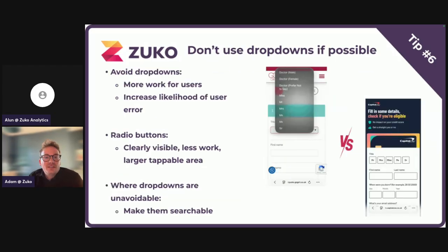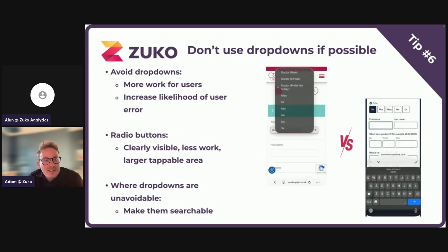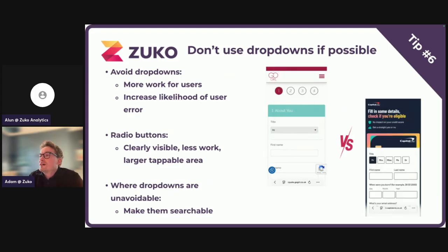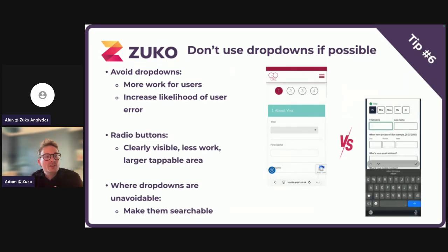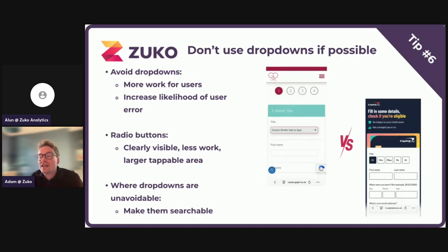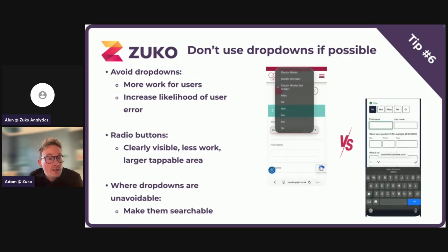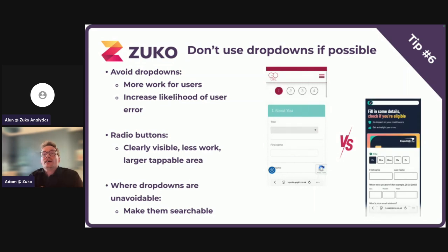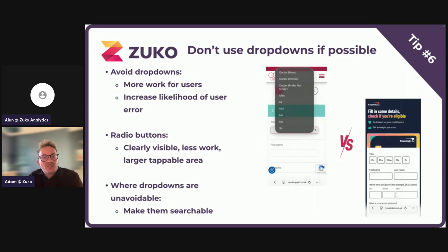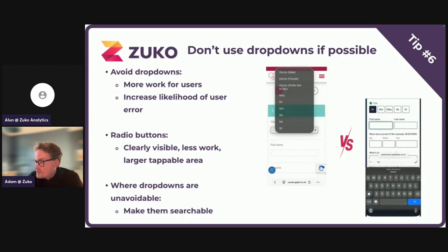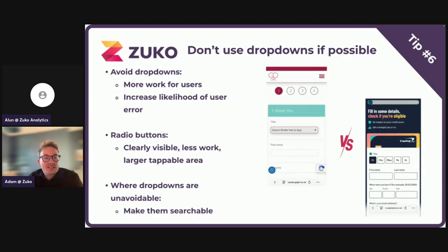Number 6, don't use drop downs if possible. So this is, again, a general good tip for all forms. If we can avoid using drop downs, for example, for a small number of possible options that the user can select, we might consider using radio buttons instead. The effect on the user experience is probably more impactful on mobile, because you're reducing the workload and the capacity for error.